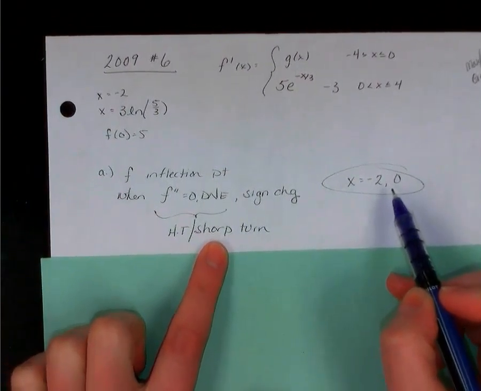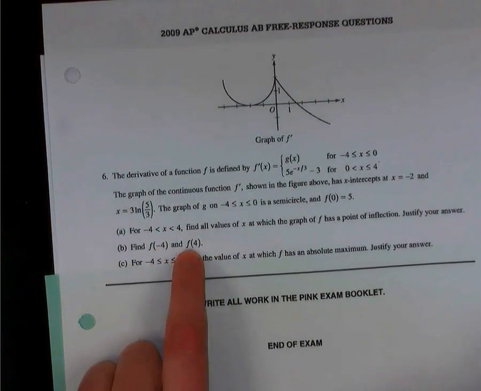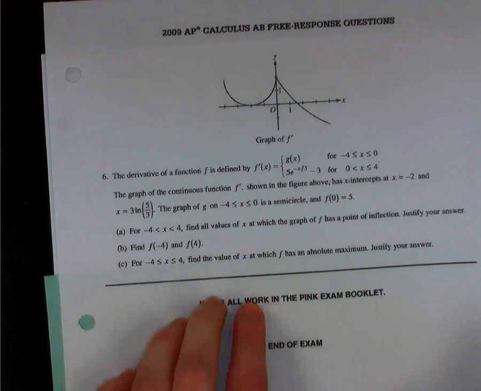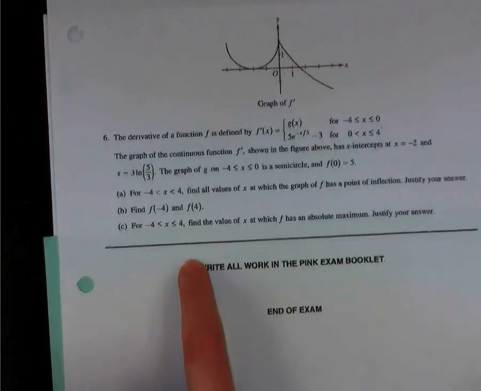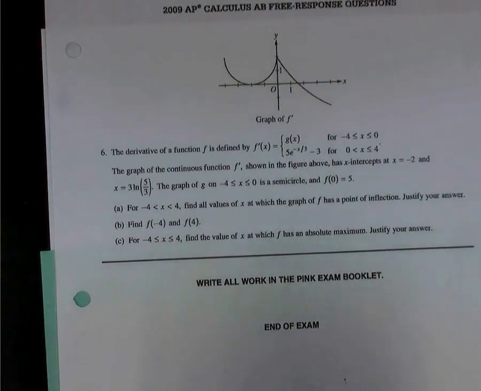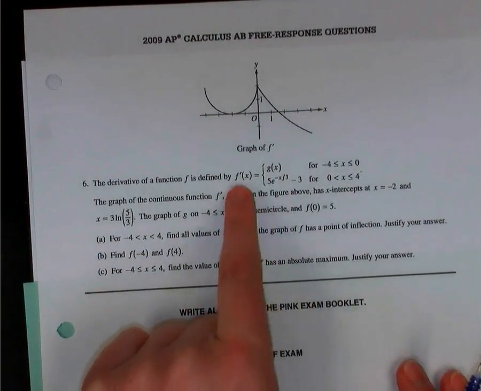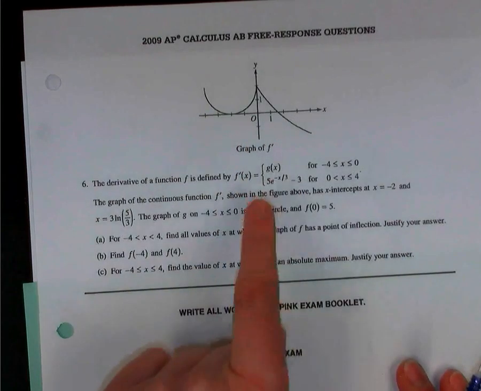Part B. Find f of -4 and f of 4. This, I think, is the bulk of the question. It's the hardest part of this question right here. So let's think about this. Everything I have been given is f prime. I have a piecewise function for f prime, and I have a graph for f prime.